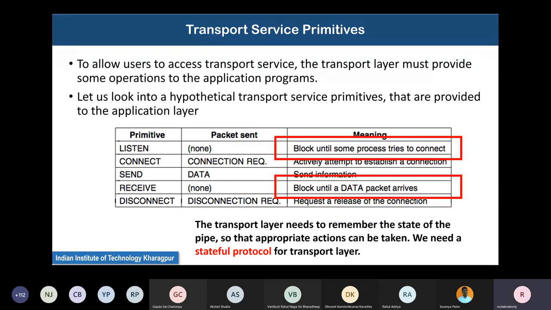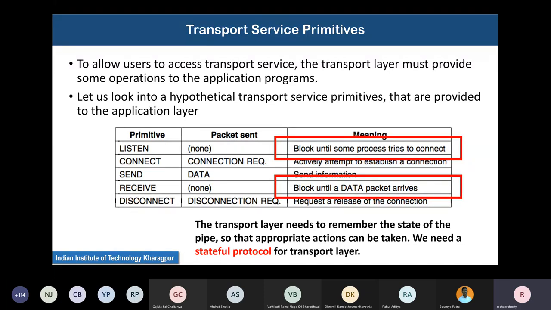The transport service must support at least this minimum set of primitives or operations. There is something called listen, connect, send, receive, and disconnect. Listen means it keeps on listening at a particular port until some other transport layer entity tries to connect. Then some other transport layer entity actively tries to connect with that server, or whoever is listening at a port, using a connection request. There's a special type of packet for this.